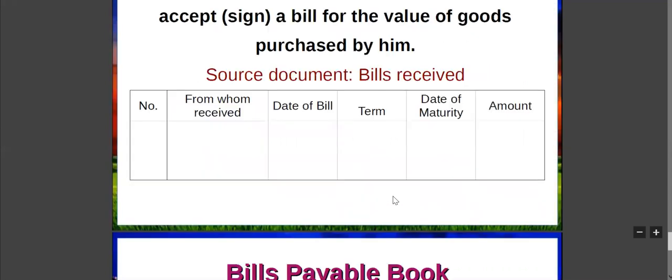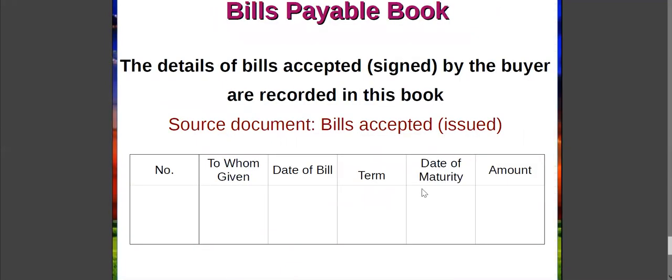Bills payable book. The details of bills accepted by the buyer are recorded in this book. So: number, to whom given, date of bill, terms, date of maturity, amount. So this is very important.